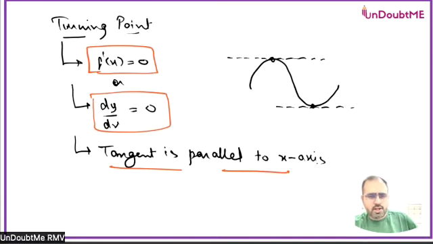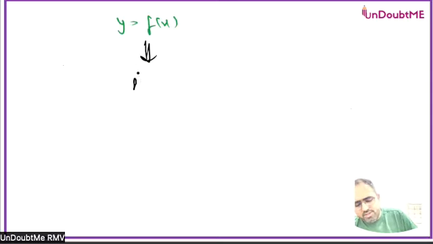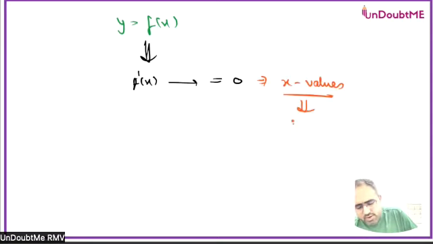Now, how do we find turning points and how do we use them to get points of maxima and minima? Let us see that. To begin with, we should have y is equal to f(x) as a function. We will differentiate that function, so f dash x, and then we will equate that with 0. After equating that to 0, we will get an equation. When we solve that, we get x values. These x values are called stationary points.